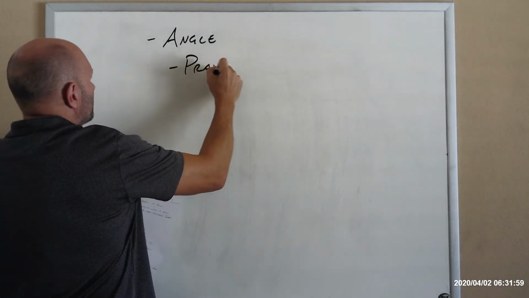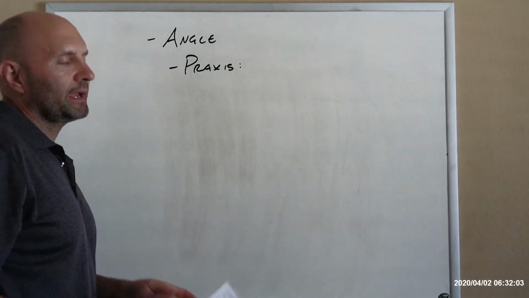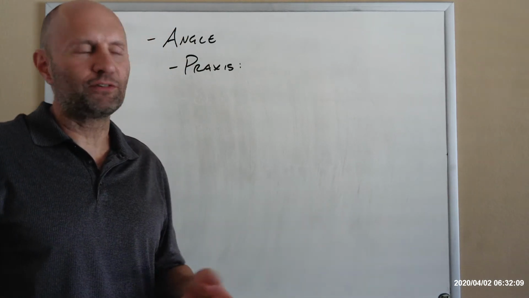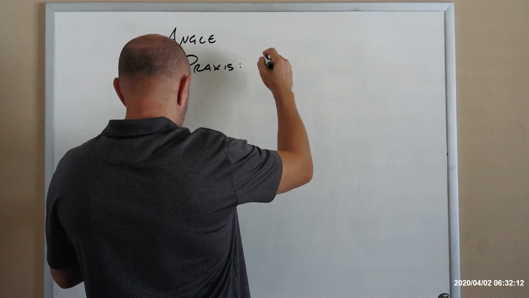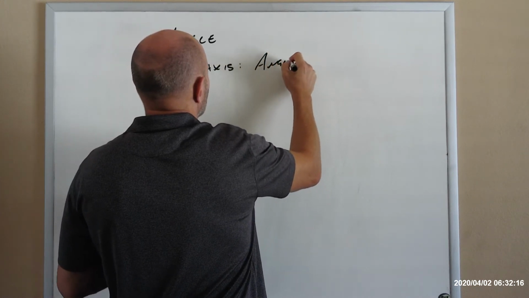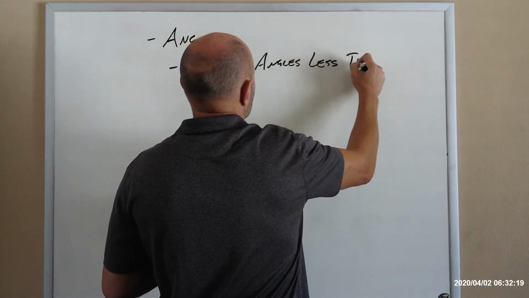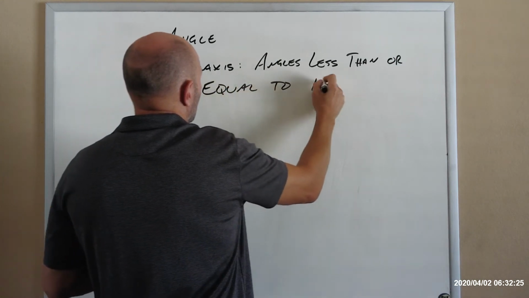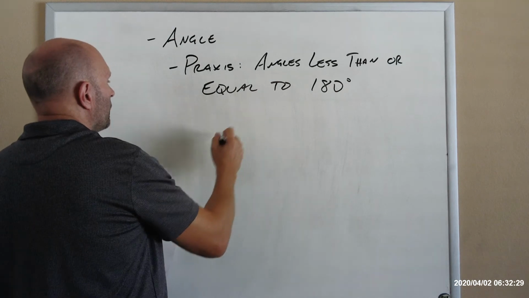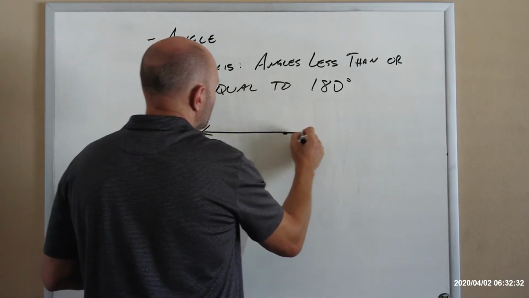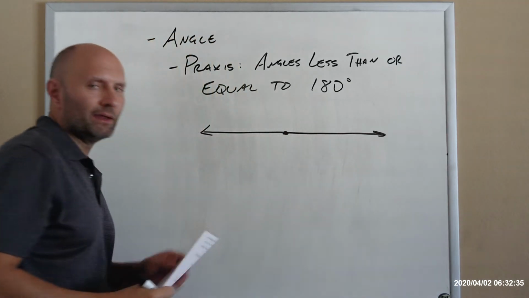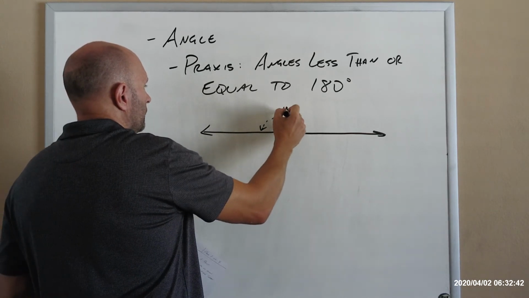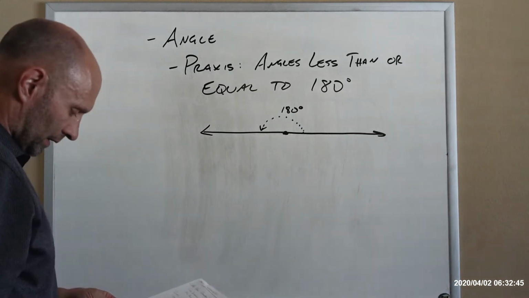So from the praxis standpoint, technically, the angle formed by these 2 rays could be anything between 0 and 360. But praxis just mainly focuses on angles less than or equal to 180 degrees. And when we have an angle of 180 degrees, what we get is a straight line. So from one ray around to the other, this would be 180 degrees. That gives us a straight line.